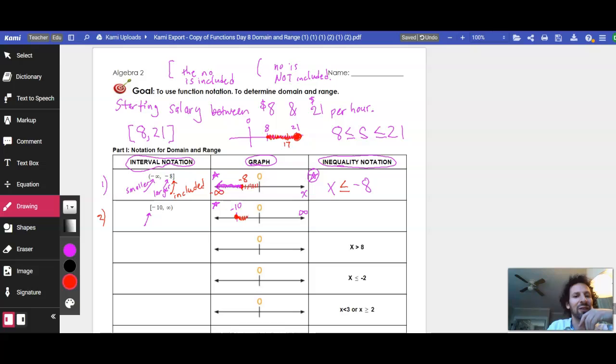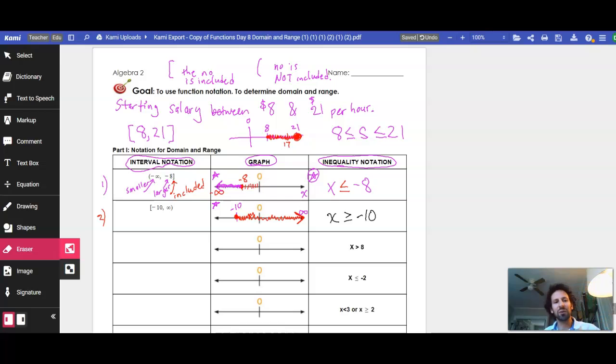So that means we have to shade the number line on the right all the way to infinity. And what we do is we shade the arrow as well. Okay. If we express that in inequality notation, here we're going to say that x is greater than or equal to negative 10, because we're saying all values that are larger than negative 10, to the right of negative 10, work. Okay, so that's how we would do number 2.